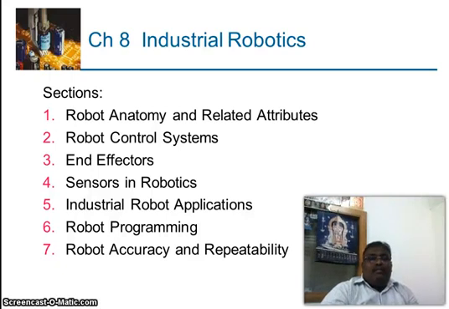Very good morning. Today we are going to discuss something about industrial robotics. Here in this section we are going to see about robot anatomy and related attributes, robot control system, end effectors, sensors in robotics, industrial robotics application, robot programming, and robot accuracy and reliability. These are all very important topics related with industrial robotics.